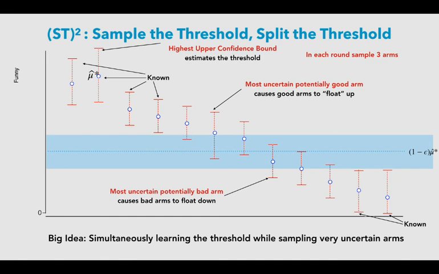Sampling these uncertain arms has the effect of causing good arms to float up as we become more certain about them, and bad arms to float down as we gain certainty in them. And so to summarize, our sampling scheme has 2 components. Sample the upper confidence bound optimistically to learn our threshold. In addition, sample arms that we are very uncertain about but have the potential to be good or bad, respectively.